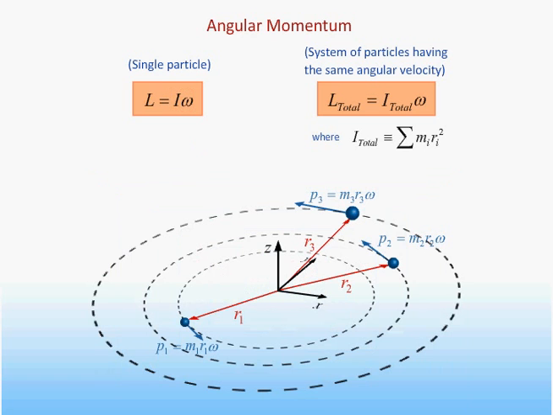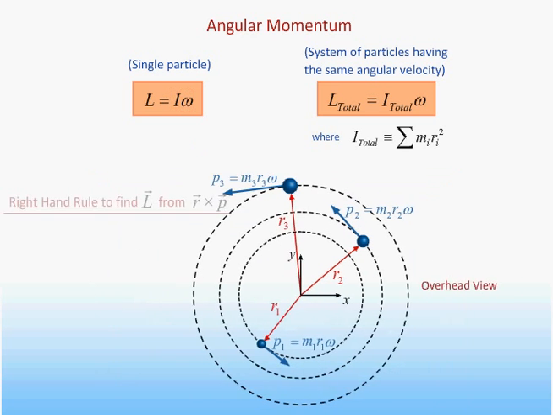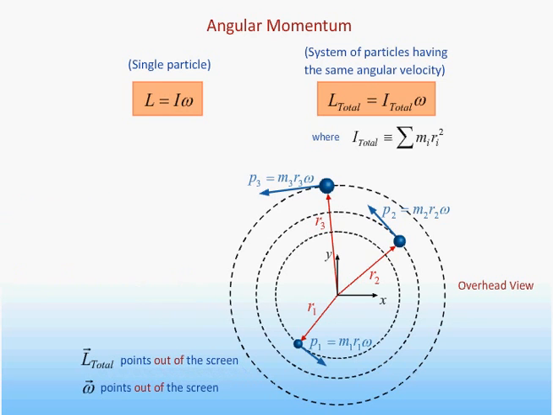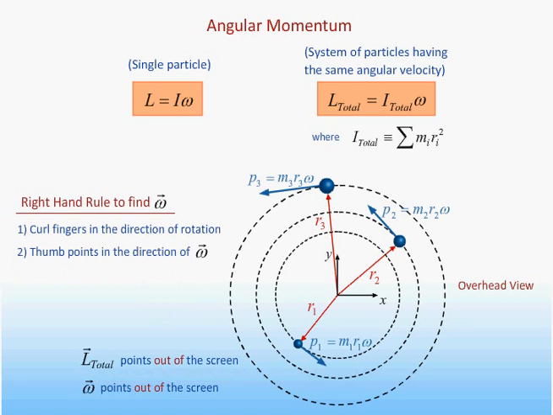What about the direction of the angular momentum vector? Applying the right-hand rule for r cross p for each particle, we see that the angular momentum of each particle, and therefore also the total angular momentum, points out of the screen. Now, this direction is exactly the direction of the angular velocity vector. Recall that we defined the direction of this vector to be given by a right-hand rule. Namely, if you curl the fingers of your right hand in the direction of the rotation, then your thumb points in the direction of the angular velocity.